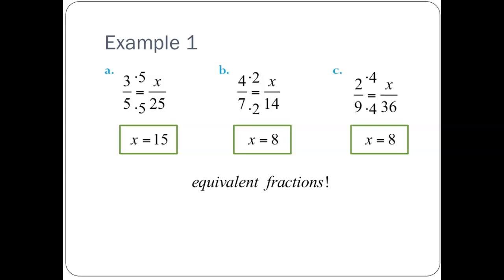So these are what we call equivalent fractions. So 3/5 is equivalent to 15 over 25, 4/7 to 8/14, and 2/9 to 8/36.